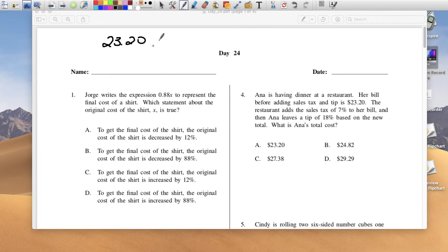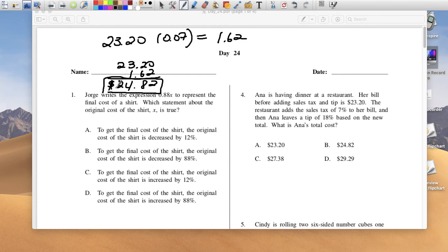So here's $23.20. Let's multiply that by 0.07, which is their tax. So 23.2 times 0.07, which, I should turn the lights on, because I can't see. Her tax is $1.62. So if you add the food plus the tax, you're going to get that her new total is $24.82. Now, the question is saying that Anna leaves an 18% tip based on the new total. So based on this, she's tipping on the food and the tax, which is not correct. Why would you want to tip your waiter on a price that includes the tax, which is honestly not correct. But that's what the question said.